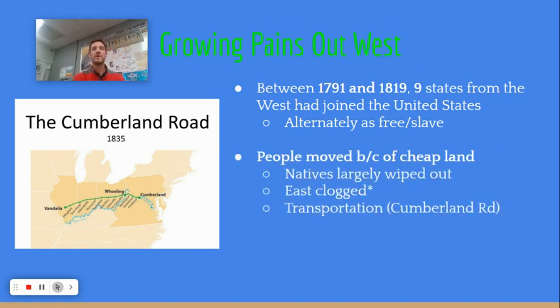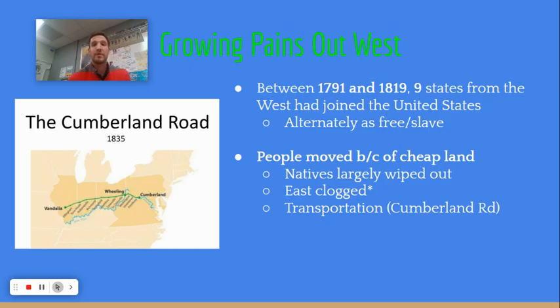Now, why are people moving out west? Partially, at least for the time, the East Coast is getting filled up. It's getting crowded. Some of their farmland on the East Coast has experienced land butchery since the colonial time period. Natives are beginning to be wiped out and are continuing to be wiped out. I talked about how the East is clogged, at least for the standards of the time.